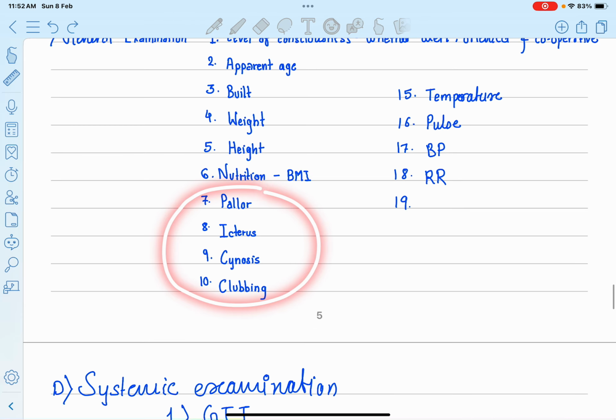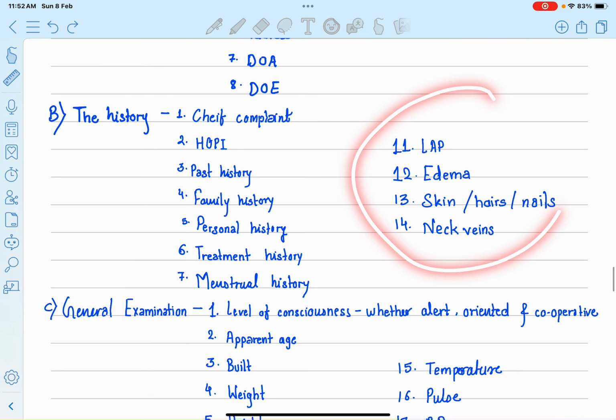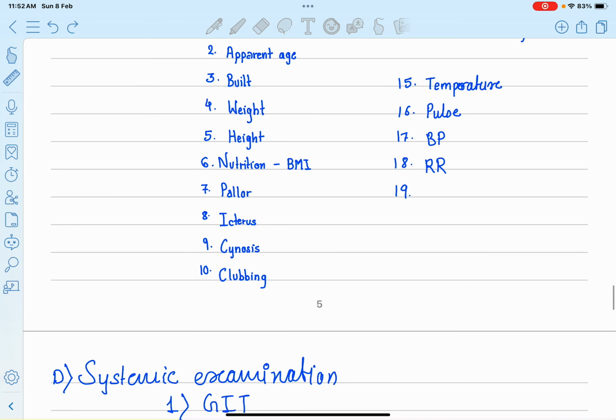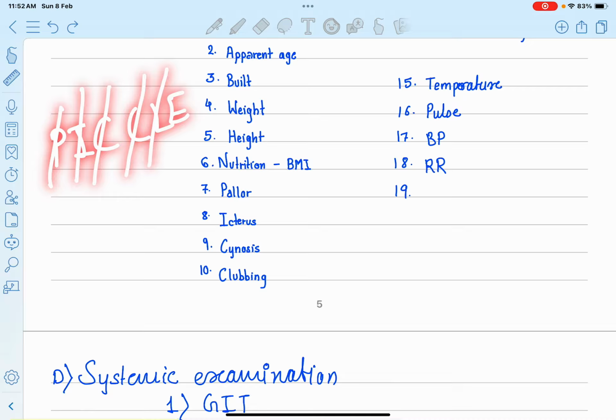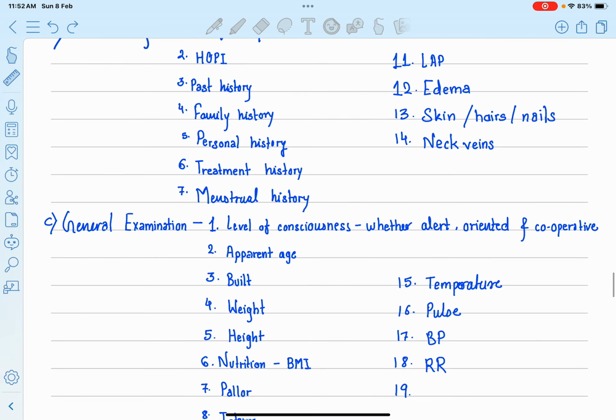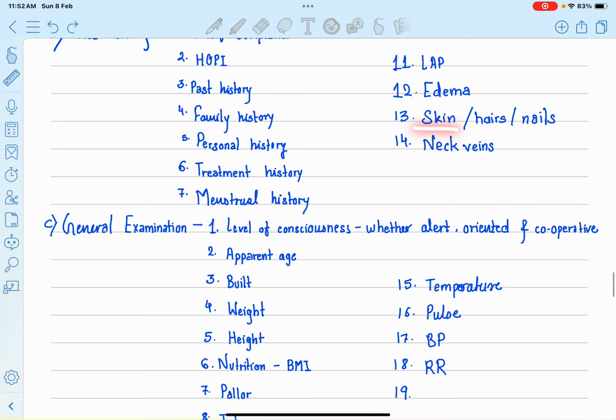Then these points are also important. The trick to remember this is PICCLE: pallor, icterus, clubbing, cyanosis, lymphadenopathy, and edema. This is a trick you should remember. Then you should also look at the skin, whether it is hyperpigmented or hypopigmented, and whether any scars or rashes are present. Then you should write about hair, like whether alopecia is present or not.